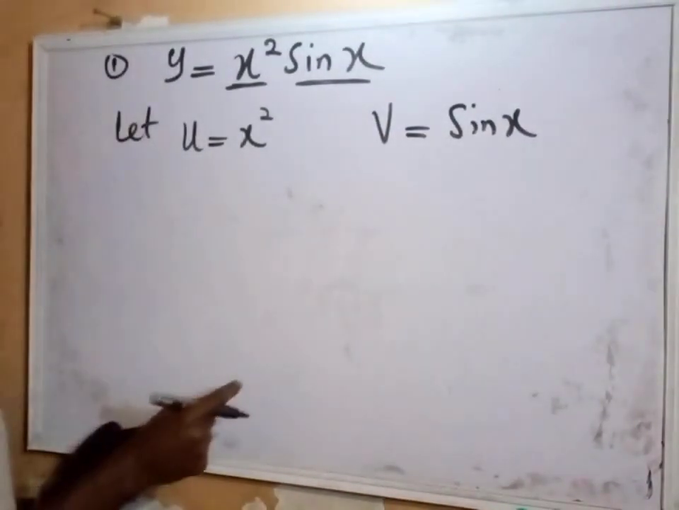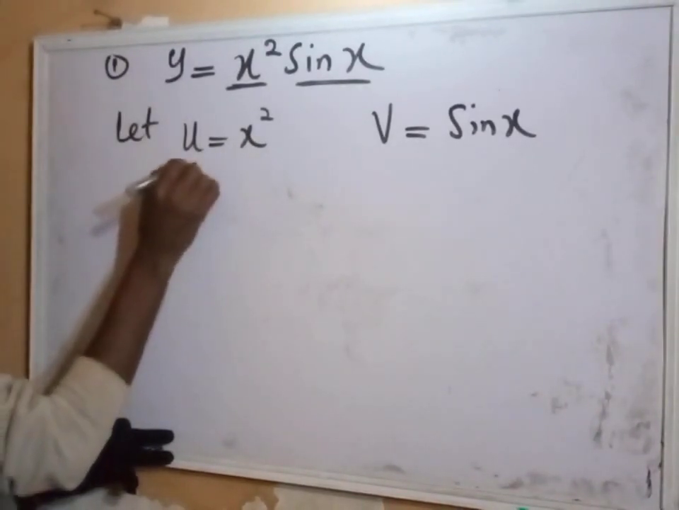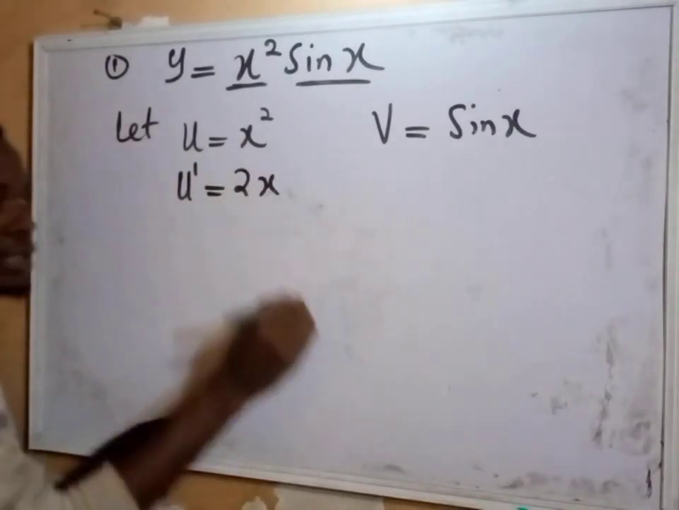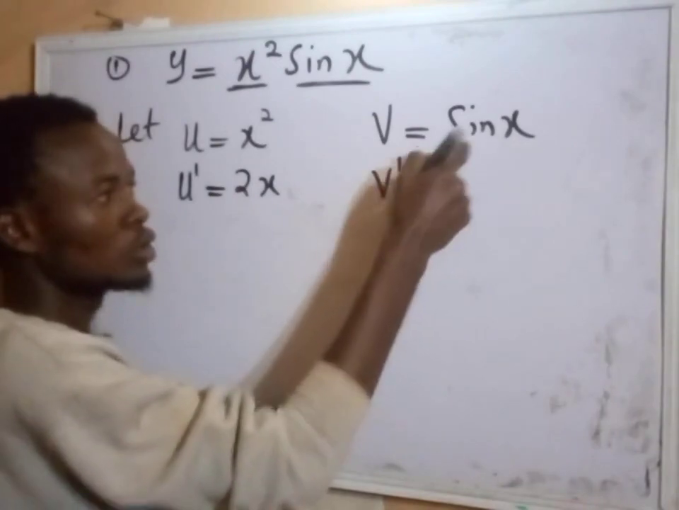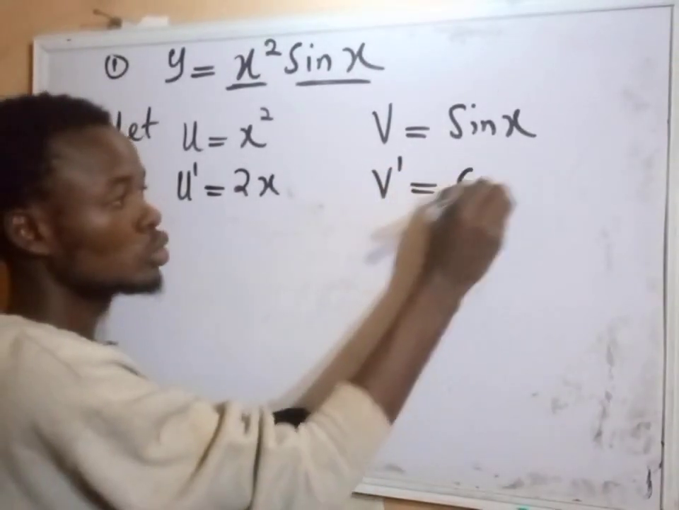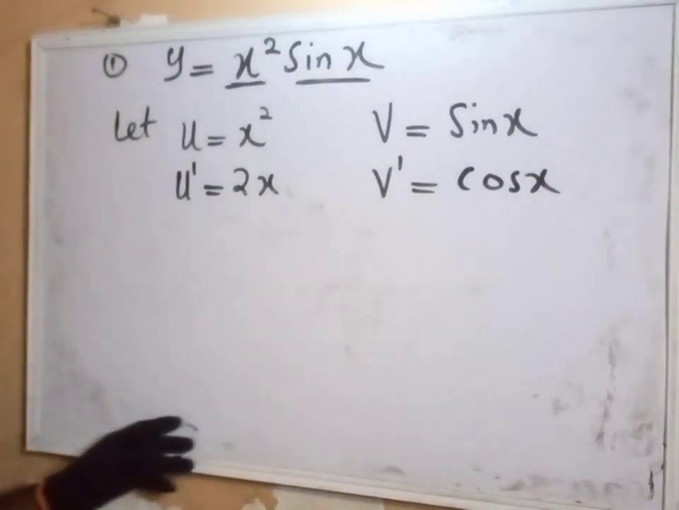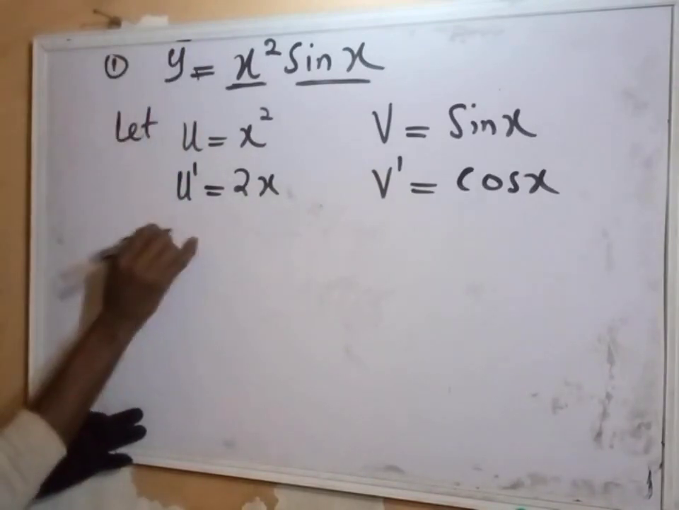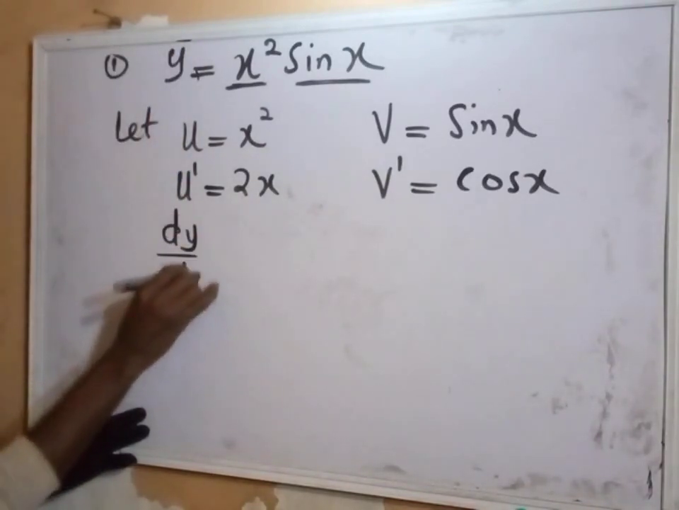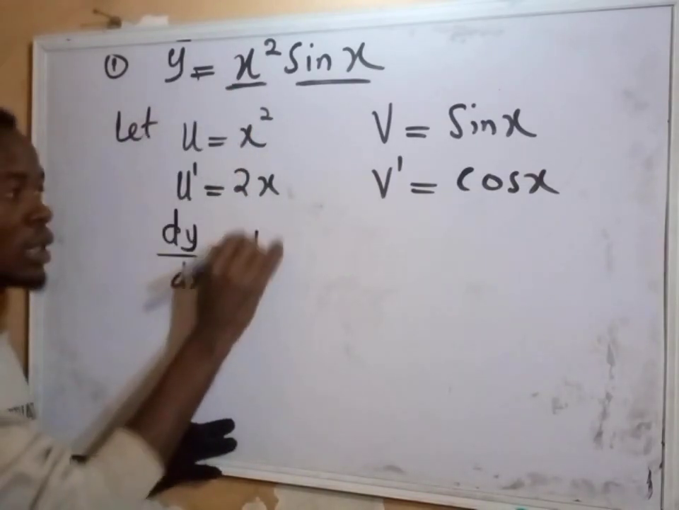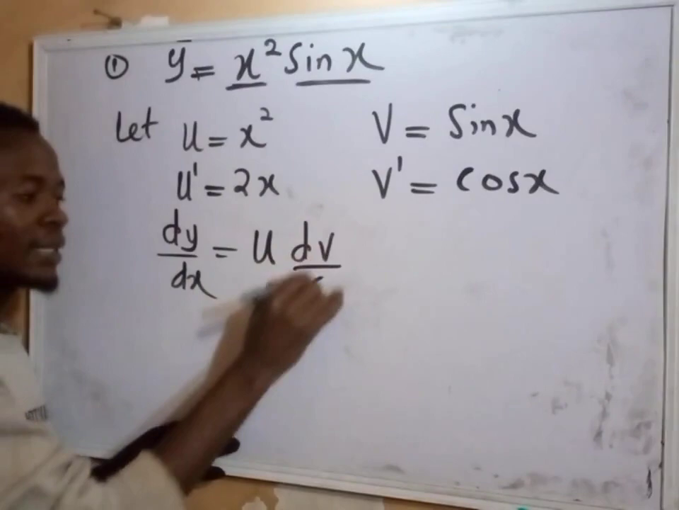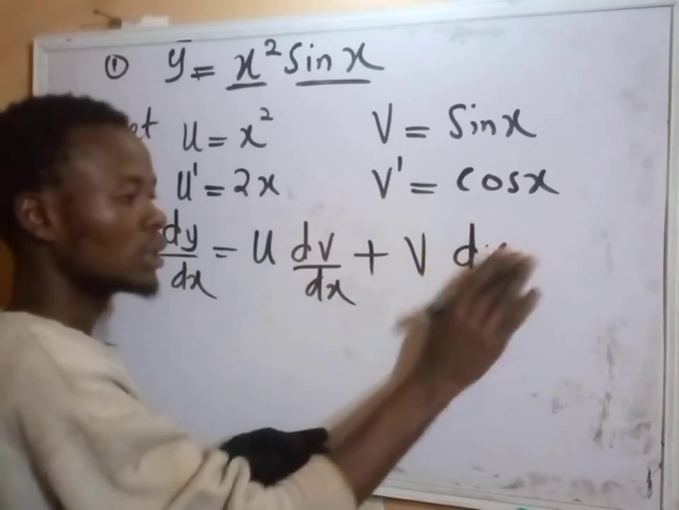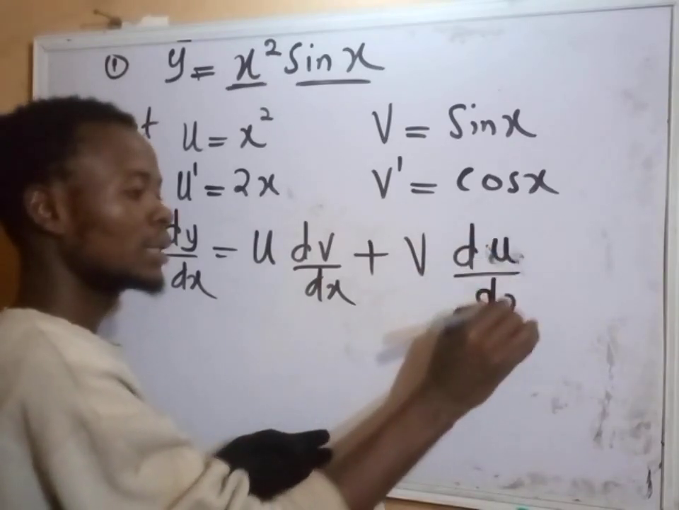To do that, we differentiate this. We are going to have u prime, which means du/dx, equals 2x. And v prime, the derivative of sine x, equals cos x. So we have our u, we have our u prime, we have our v prime. To obtain dy/dx by the product rule, we keep u, then dv/dx with the formula. Then we keep the second one, v, and we have du/dx.